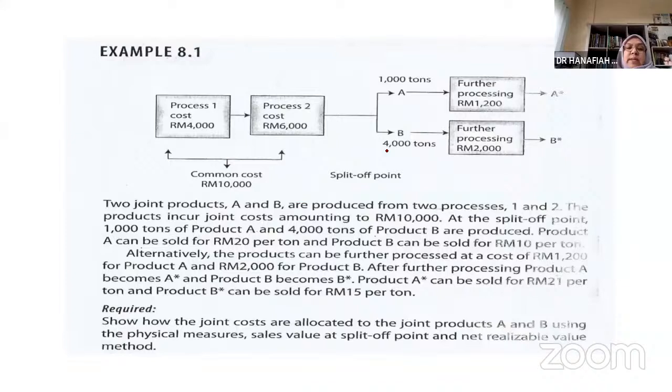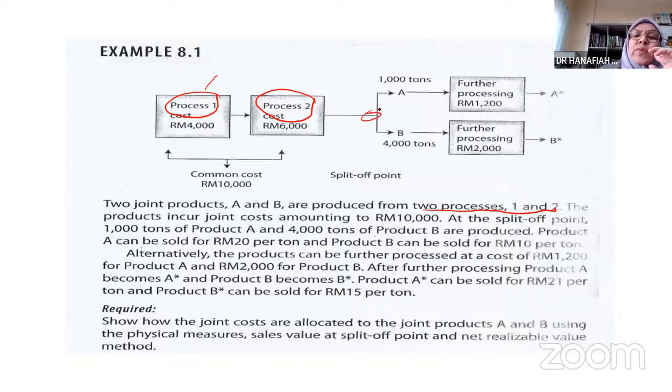Let us look at the first example here. You have two joint products, product A and product B, produced from two processes. We go through process 1 plus process 2. I cannot sell at process 1. I didn't produce any finished product yet. So I have to continue to process 2, and only then can I split here.